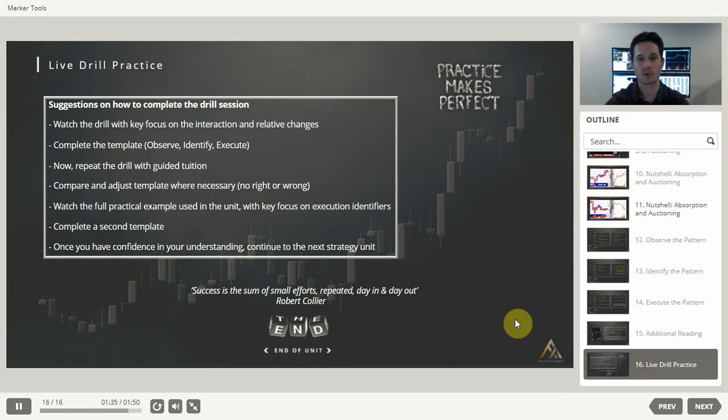All right, that now wraps up Unit 6, Strategy 1. We're going to finish off with the quote: success is the sum of small efforts, repeated day in and day out.